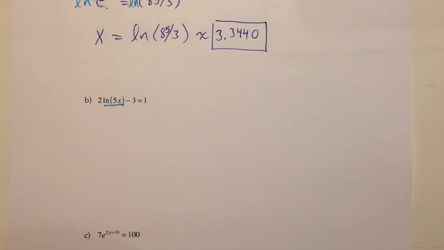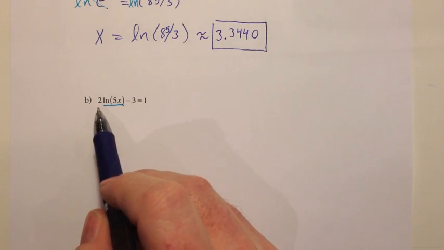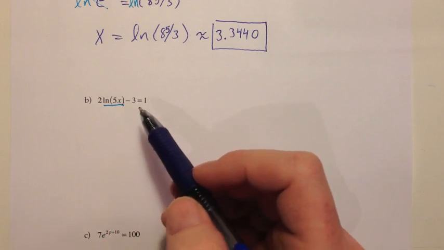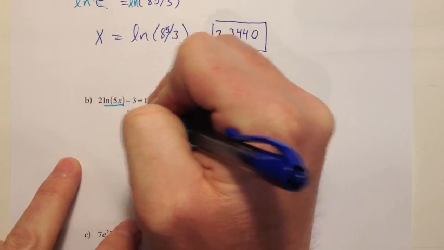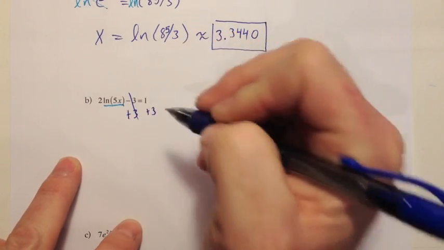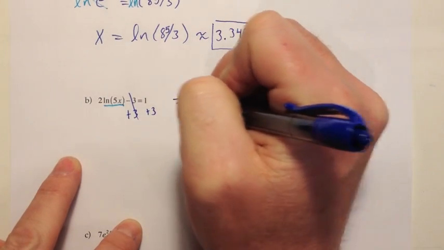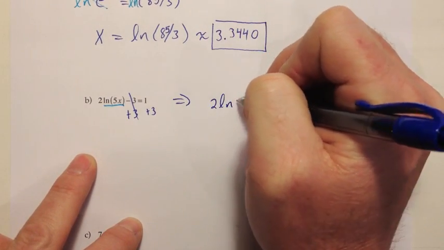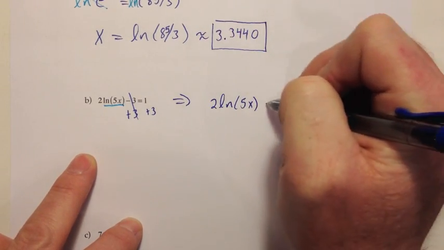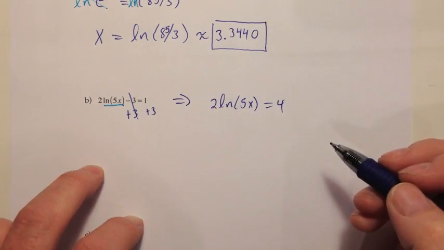So we want to isolate that log, and that means we need to get rid of the 2 and the negative 3. So the first thing I would do would be to add 3 to both sides, and that would cancel those 3's off. And then I have 2 times the natural log of 5x, and that would be equal to 4, adding the 1 and the 3 together.